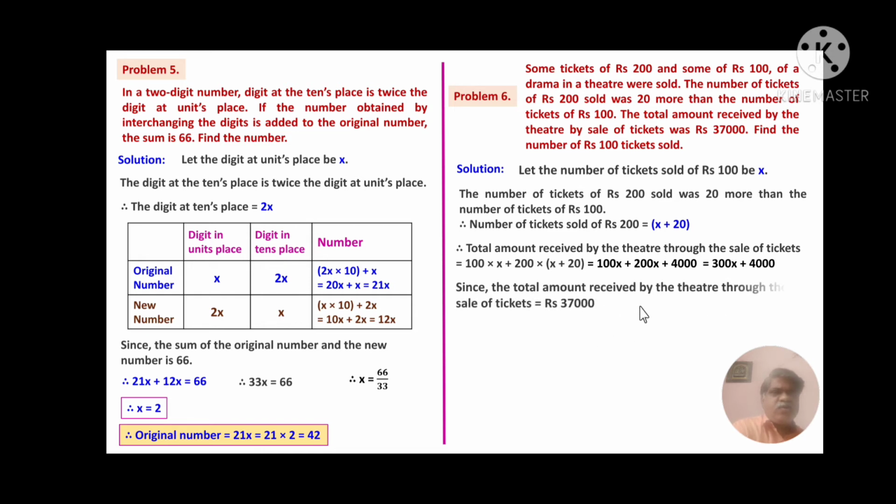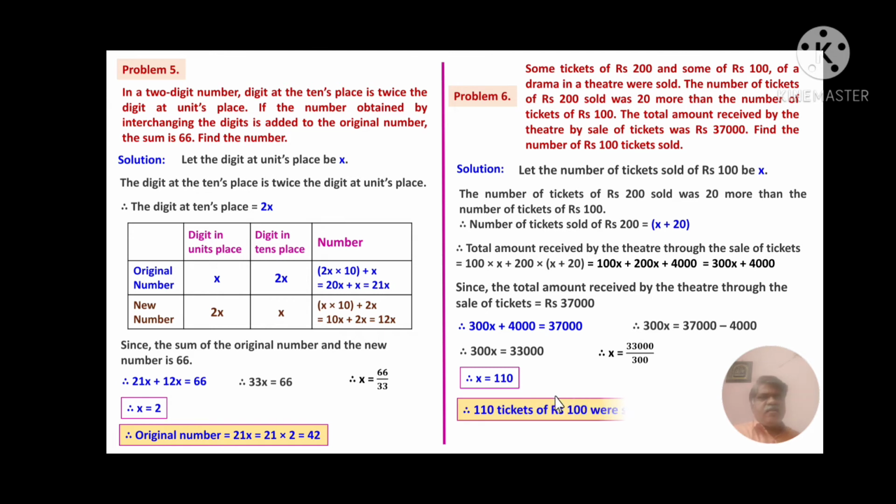Since the total amount received by the theatre through the sale of the tickets is rupees 37,000, therefore 300x plus 4000 is equal to 37,000. So it can be written as 300x is equal to 37,000 minus 4,000. Therefore 300x is equal to 33,000. So we'll get x is equal to 33,000 upon 300. Therefore x can be written as 110. So friends, 110 tickets of rupees 100 were sold.